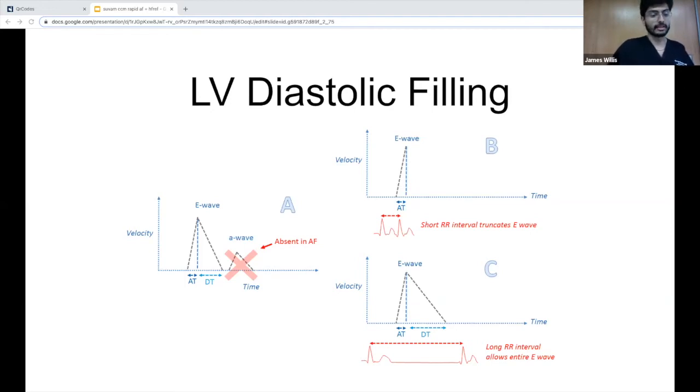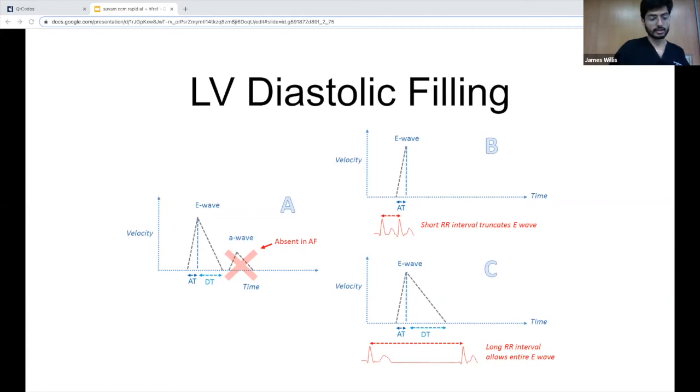And so that's the A wave being lost in AFib. And then what you end up getting, in figure B, is your EDV essentially, because you don't have an A wave and there's not much time because of the tachycardia. And so that's all that you have.